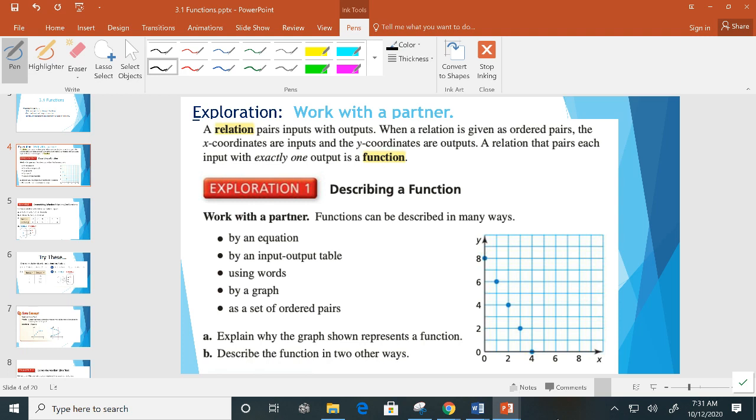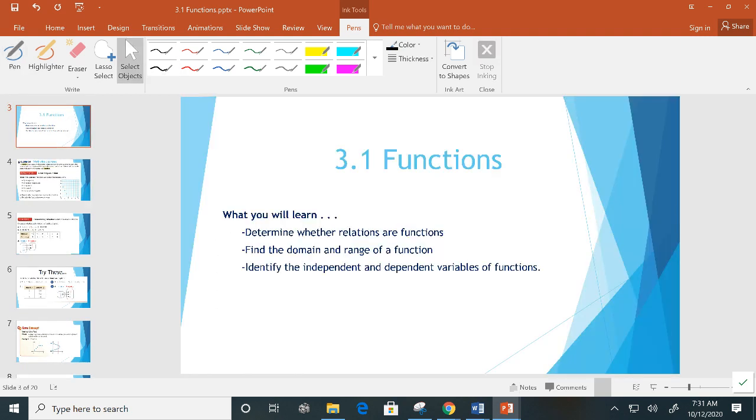We are into chapter 3 and section 3.1, which is functions. So we're going to determine whether relations are functions, find the domain and range of a function, and identify the independent and dependent variables of functions.